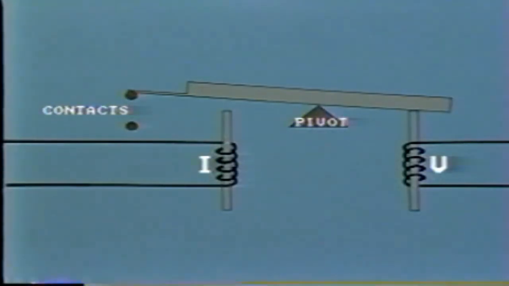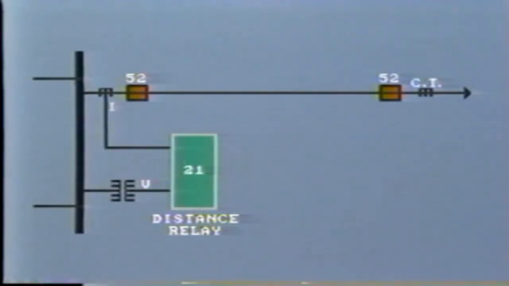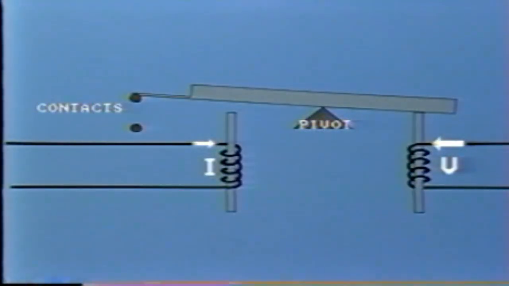The earlier types of distance relays worked on the balanced beam principle like this, and certainly this is the easiest way for us to study the concept. The beam is pivoted like a seesaw with voltage and current coils at opposing ends. The voltage coil is fed from the voltage transformer on the line, or more usually on the bus feeding the line, while the current coil is fed from the current transformer on the protected line. Under normal operating conditions, the voltage coil's attractive force is far stronger than that of the current coil. Hence, the balance beam stays in this position.